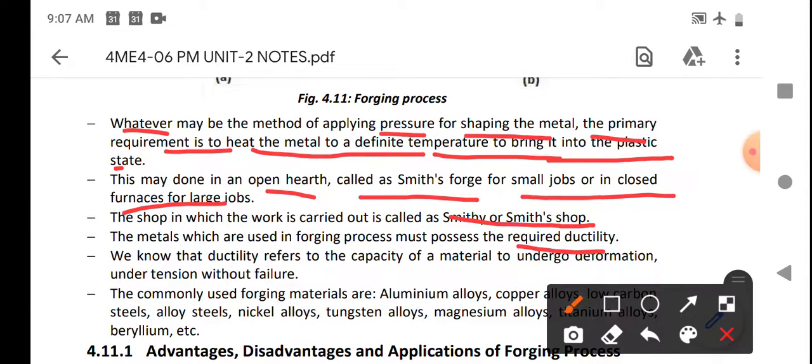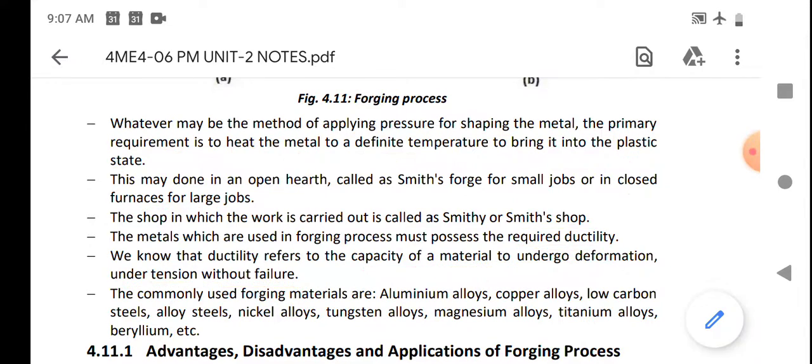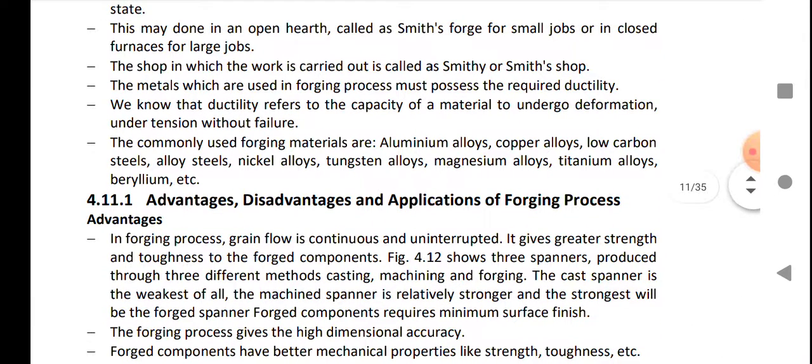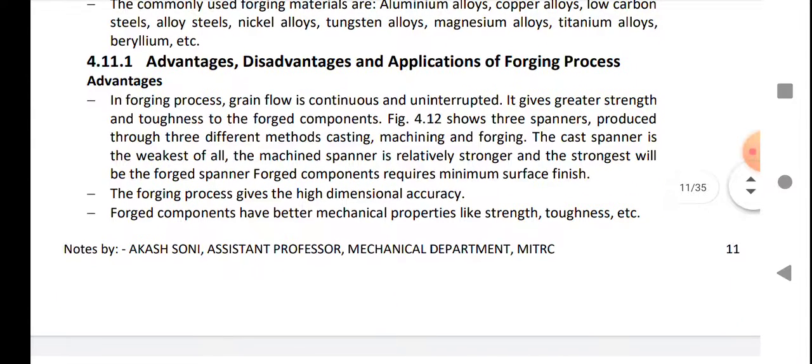The metals which are used in the forging process must possess the required ductility. We know that ductility refers to the capacity of a metal to undergo deformation under tension without failure. The commonly used forging materials are aluminum alloy, copper alloy, low carbon steel, alloy steel, nickel alloy, tungsten alloy, magnesium alloy, titanium alloy or beryllium.